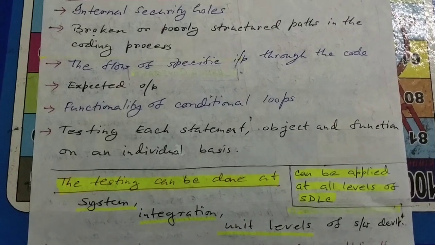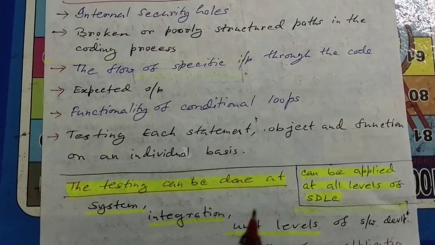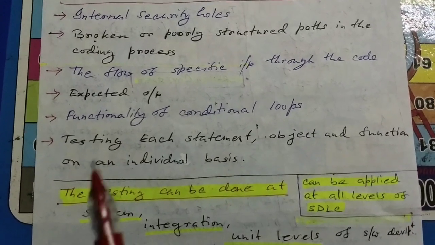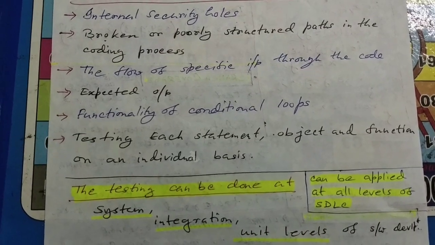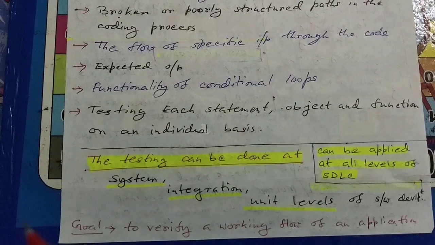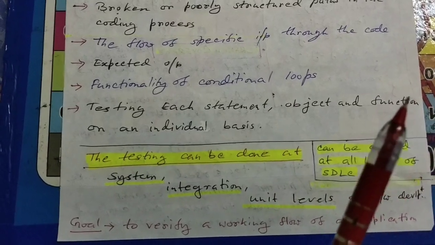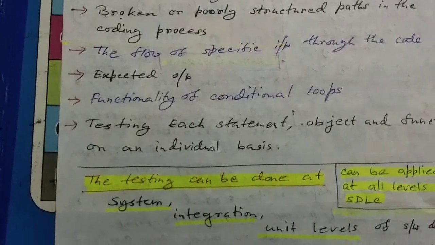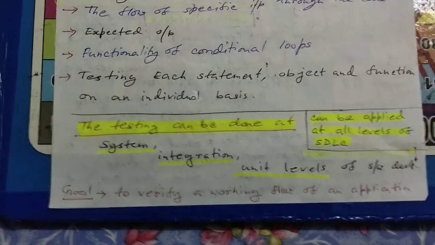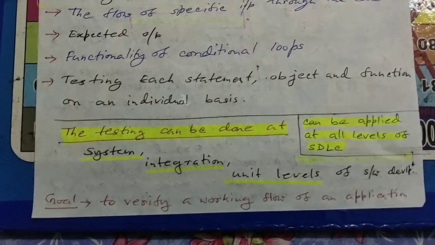Now one thing we should remember is that white box testing can be applied at all levels of SDLC. So this is a very important thing. This testing can be done at a system level, integration level or unit level in software development. Now what is the goal of white box testing? Its aim is to verify the working flow of an application.